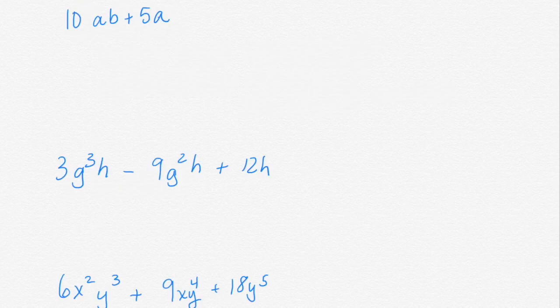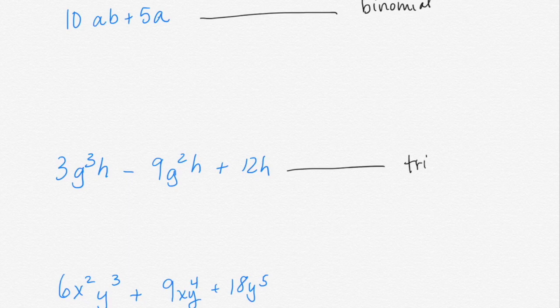So if we look at our first expression here, 10ab plus 5a, that's a binomial. So I have 2 terms. The second expression here has 3 terms. And the last expression also has 3 terms. Once we know how many terms are in each expression, then we can go ahead and talk about factoring it.